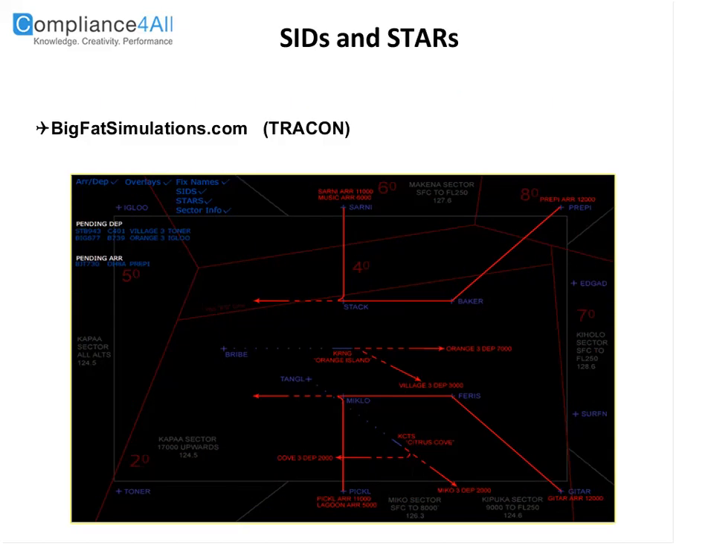Okay, so what helps the controllers a lot in that kind of situation is establishing SIDs and STARs. A SID is a standard instrument departure, and a STAR is a standard terminal arrival route. This is one of the simulations that I've used. Actually, this is not a simulation here, this is just a screenshot. One of the websites that I use is called BigFatSimulations.com, and they've got a lot of games and stuff there that are very interesting, and some I think are very valuable for providing education to people.